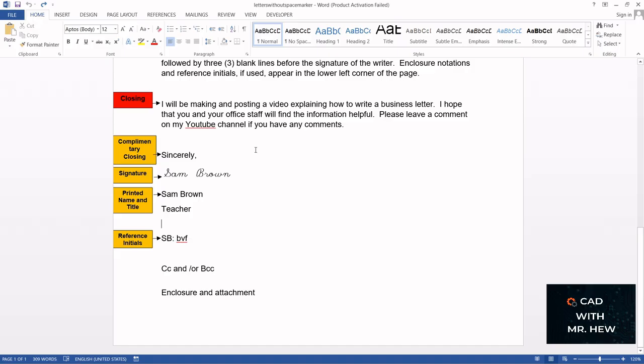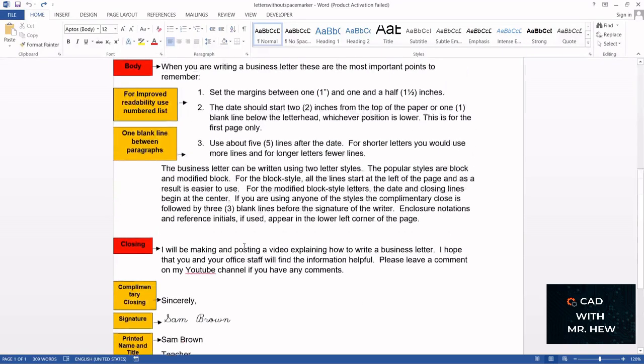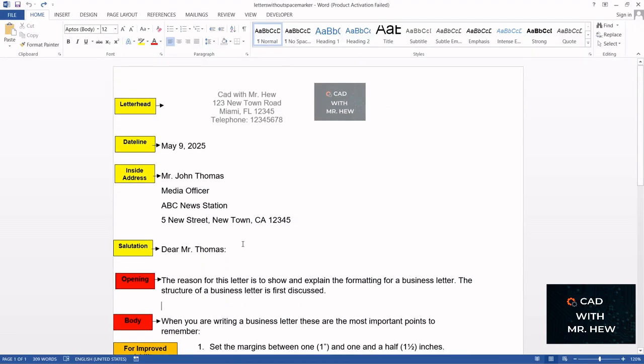Not every business letter would have these three items, right? So if you're not sending a copy to someone else and you don't have any enclosures or attachments, you wouldn't see these three items listed on every business letter, okay? So this is how you would prepare a business letter.